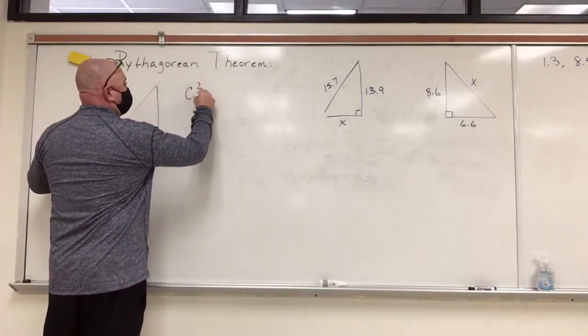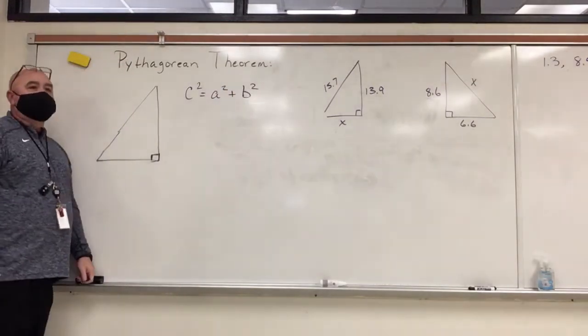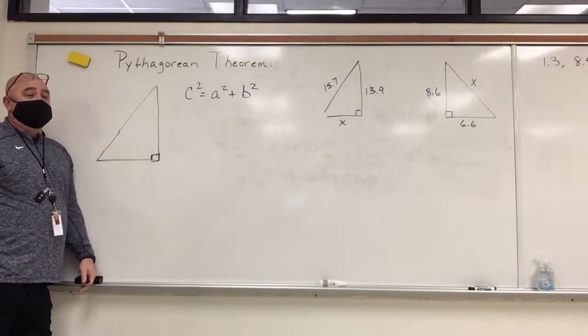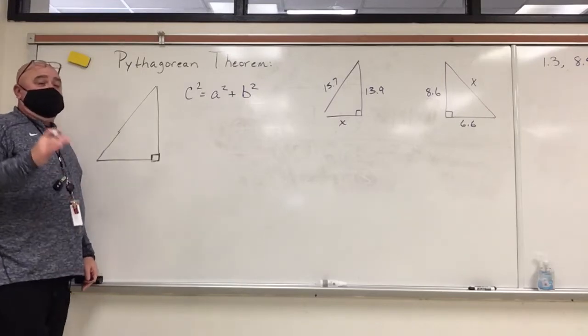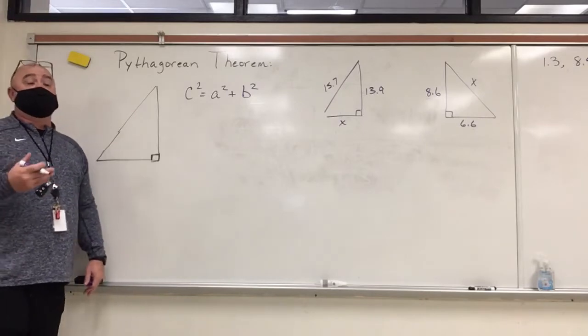Side c squared equals a squared plus b squared. Have y'all ever seen that before? Yes. Okay, that's what the Pythagorean theorem says. And you should have gone over this when you were a sixth grader. All right, some of you might have been sleeping.